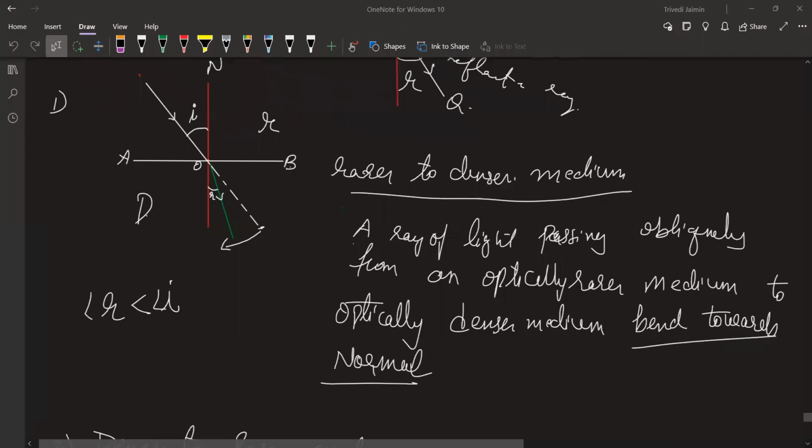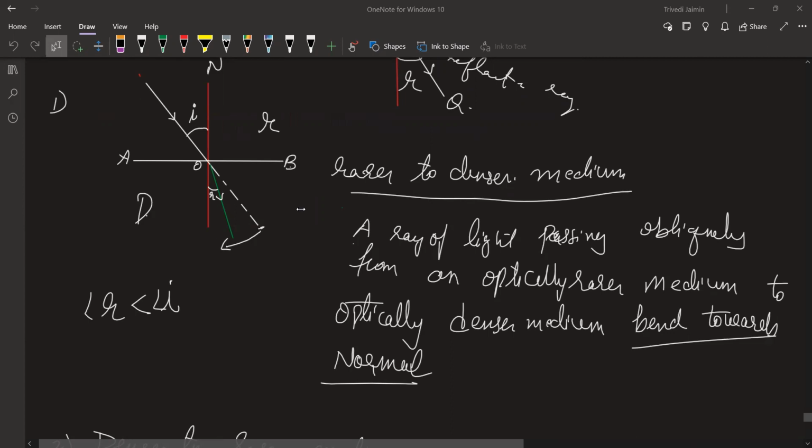When light rays move from a rarer to a denser medium, what happens? Speed decreases. Yes. What else? It moves toward the normal. Anything else left?